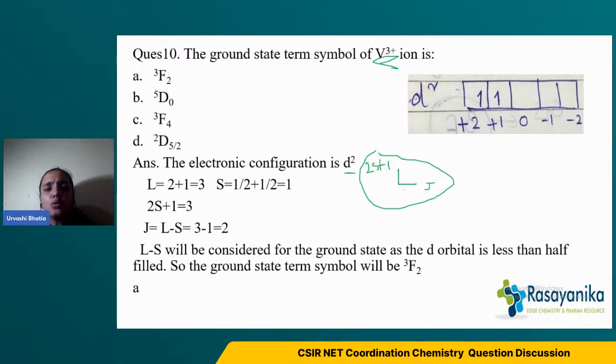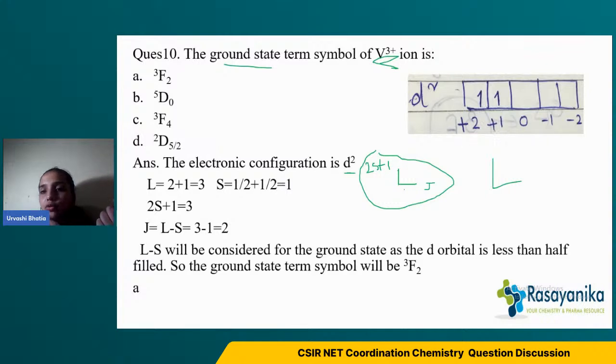And the rule is that for finding the ground state term, we need to have the highest value of L. L is basically the total orbital angular momentum. Also the spin multiplicity should be high, but that is not required over here. What is required, we'll see. Okay, so we have placed two electrons this way because the value of L will be highest in this way.